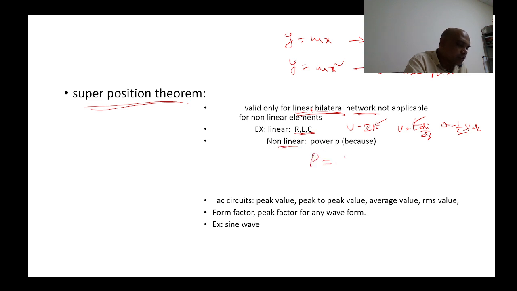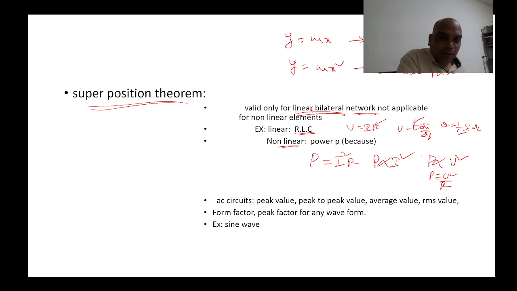Why? Because P equals I square R. This is a square term, meaning power is directly proportional to a square, which looks like a parabola, so it is non-linear. Or P is directly proportional to V square, P equals V square by R, also non-linear. So what is the example of a non-linear element? Power. Linear elements are all the RLC components. So this is about the superposition theorem. There is a chance of questions being asked.